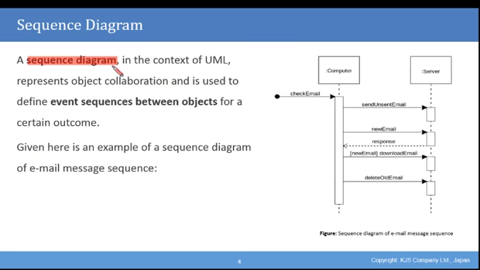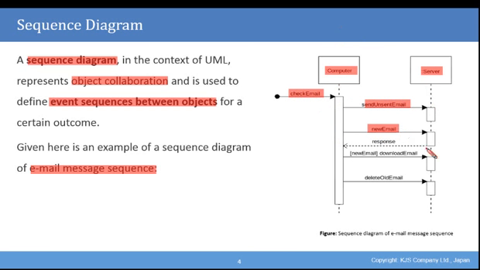A sequence diagram in the context of UML represents object collaboration and is used to define event sequences between objects for a certain outcome. Given here is an example of a sequence diagram of email message sequence. So here we have our computer and also our server, which are going to interact. We have the check email, which will become the user's input into the computer. Here we can do a variety of tasks, such as send unsent emails. We'll tell the server to do this. We can also create a new email, which will also retrieve a response from the server. We also have two other functions which perform similar outputs.